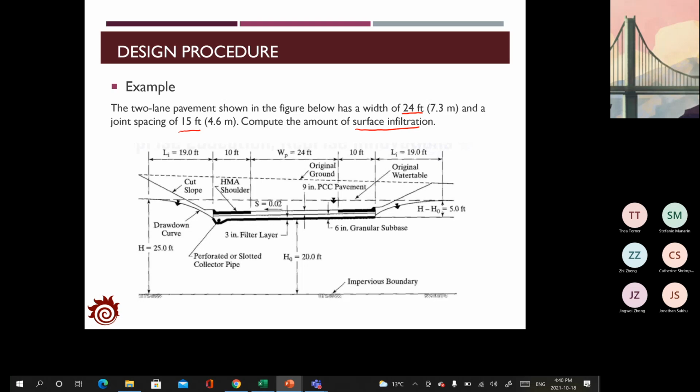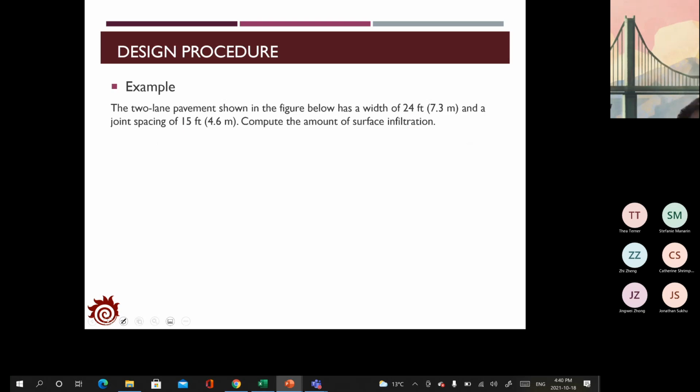And with that, let's see how we can get the value. So first of all, from the problem, we can get the number of the lanes. The number of lanes is 2. We have 2 lanes, and we also know the width of the pavement. The width of pavement is 24 feet.